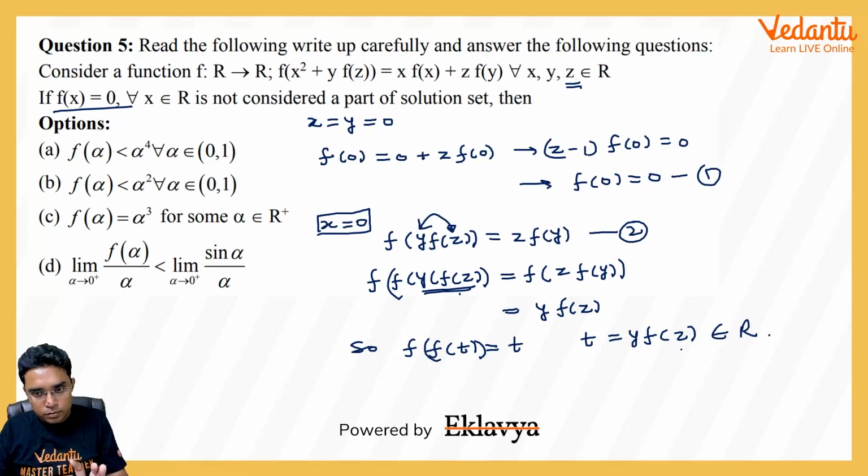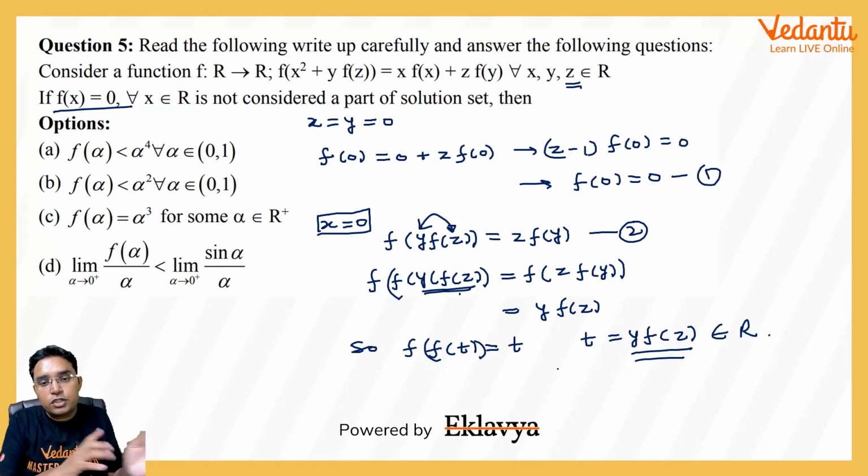See, if f(z) is not 0, and y can be taken from minus infinity to plus infinity, this product will also be from minus infinity to plus infinity. I can choose f(z) to be non-zero because we are given that taking f(x) equal to 0 for all x is not considered as part of the solution. So this t can also take values from the entire real numbers. So what we have proved is that for all t belonging to R, f of t will become equal to t. This is something we did in our first question also.